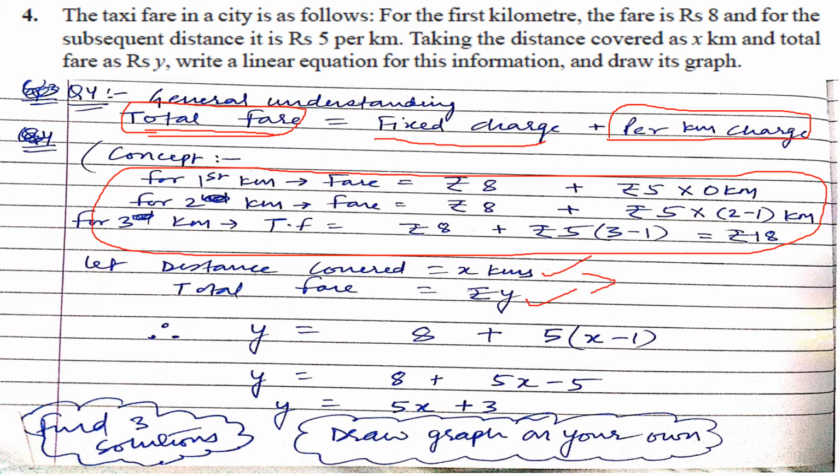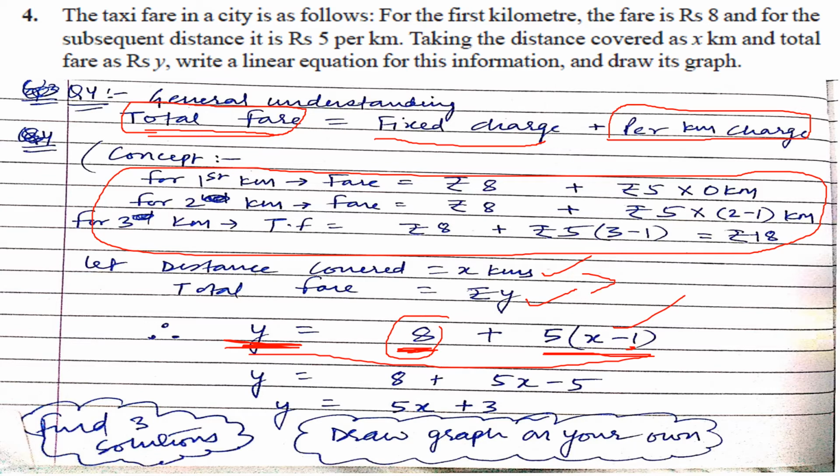I can say total charge, that is y, is equal to 8 for the first kilometer plus 5 into x minus 1. Why x minus 1? Because x is the distance traveled and out of this distance 1 kilometer charge is already taken. That is why this equation is correct.